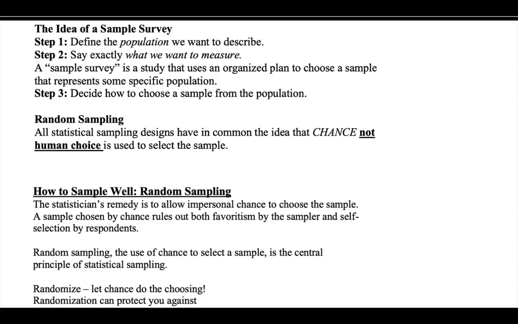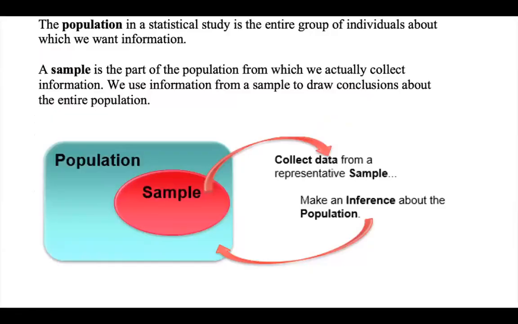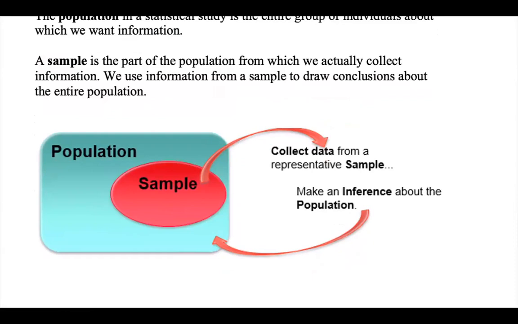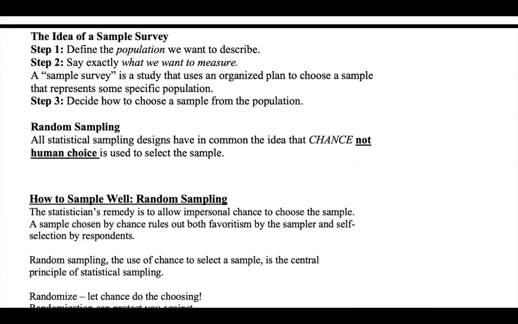A sample survey is a study that uses an organized plan to choose a sample that represents some specific population. So once you have your big group, then you can come up with your sample, okay? Because you need your population first. Next, decide how to choose a sample from this population. So obviously you want it to be random, right?